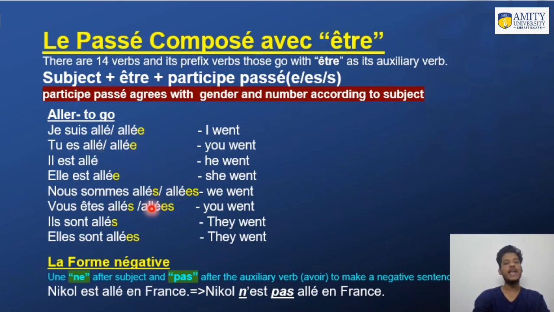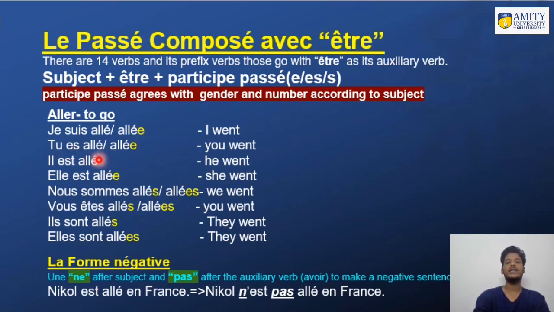So this one agrees in number and gender according to the subject. So what is the subject? Je. If any boy says I went, je suis allé. If any female says it, she will say je suis allée, I went, with an extra e.